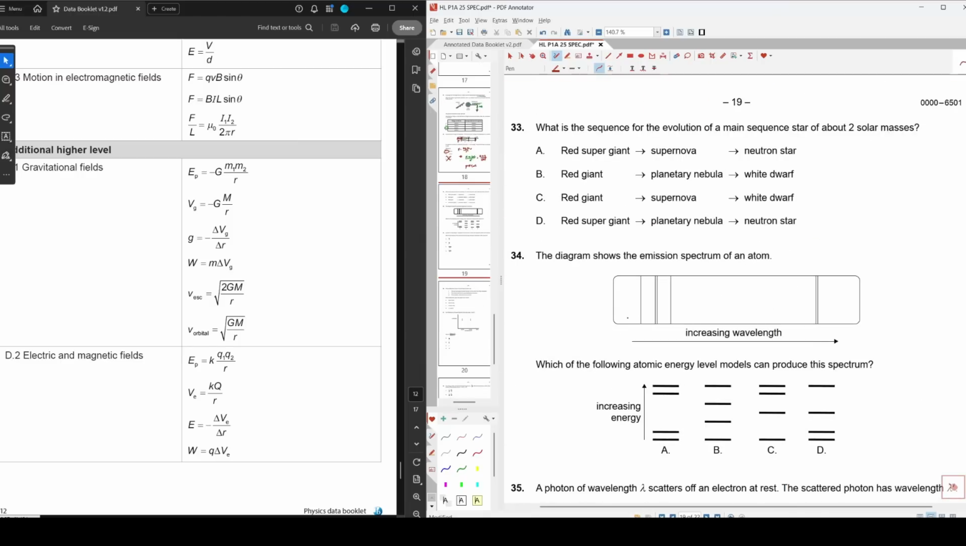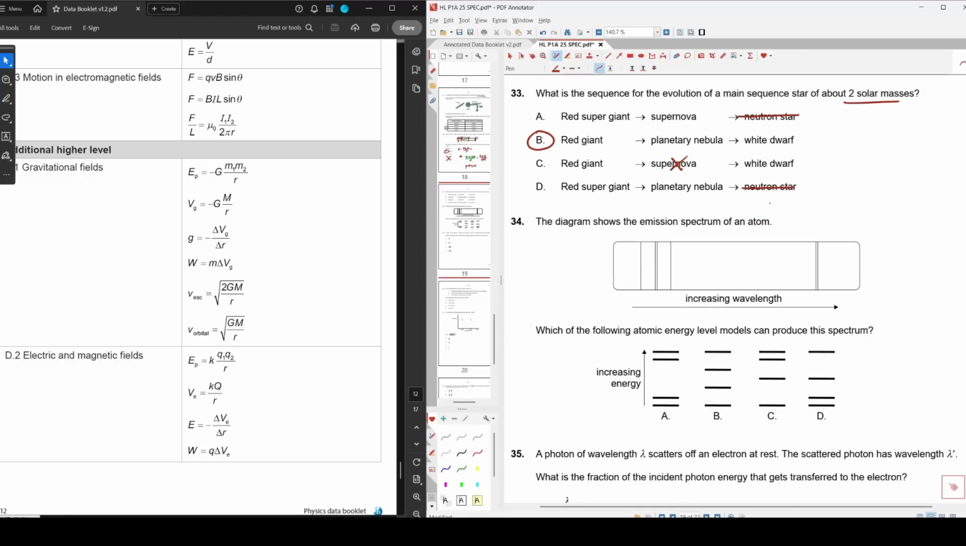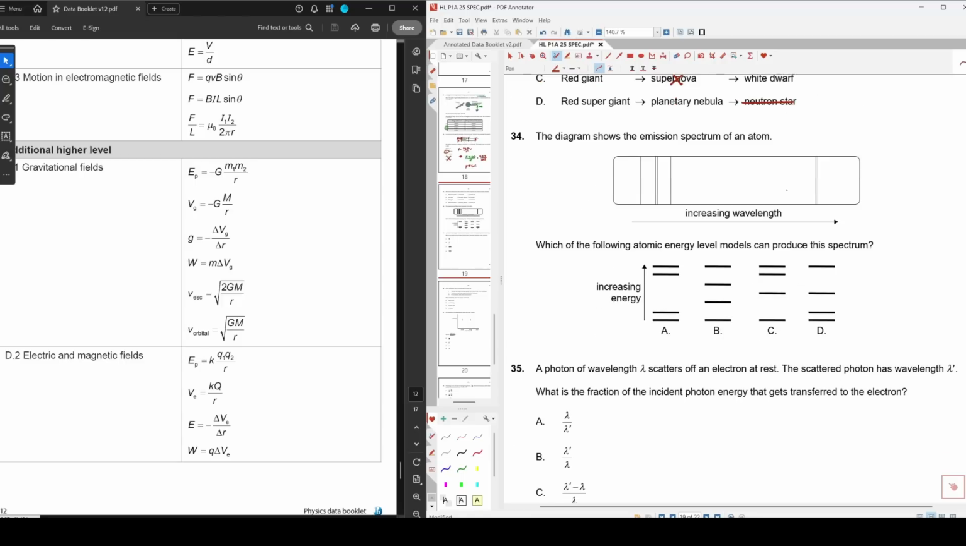All right, sequence of evolution. 2 solar masses, that's a low mass star. It's going to be a white dwarf. Get rid of that. Get rid of that. Only a big star goes supernova. It's B. I studied it. I memorized it. That's it. Memorize it. That's what happens with a low mass star.